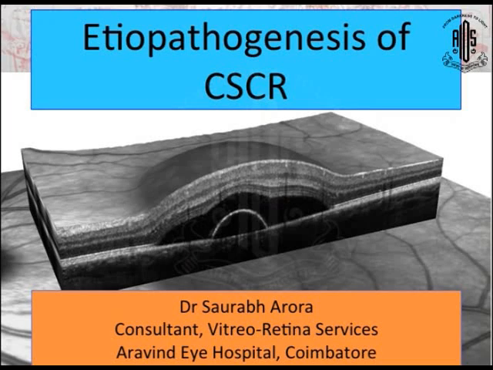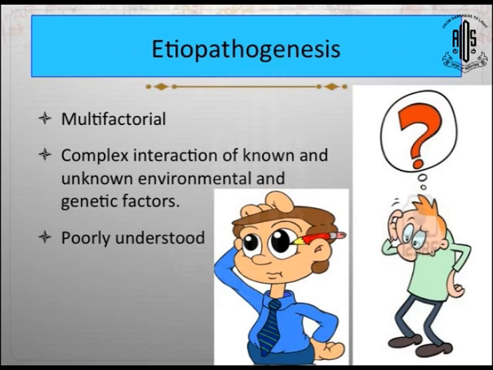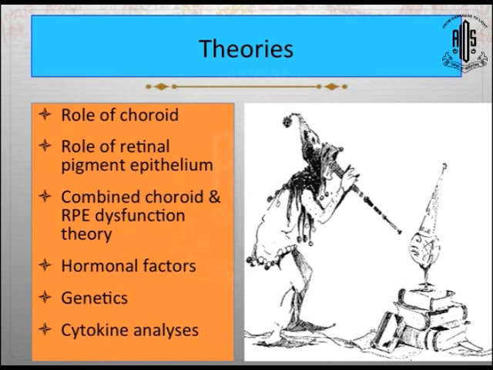So I'll be speaking about the etiopathogenesis of CSR. It's actually a multifactorial condition, and it's basically a complex interaction of known and unknown environmental and genetic factors. It's a very poorly understood entity. So there are a lot of theories which have been proposed for the same etiopathogenesis.